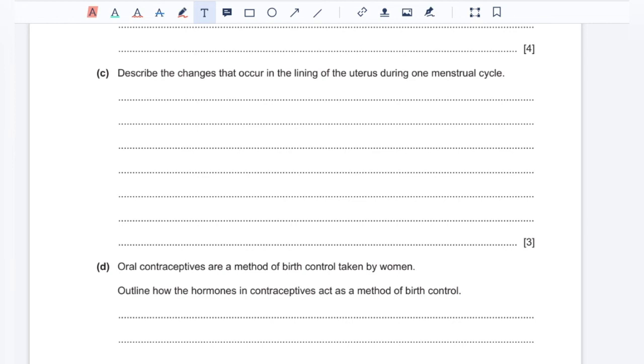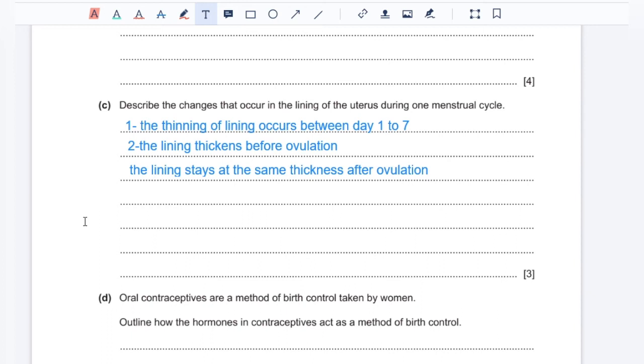Changes that occur in the lining of the uterus during one menstrual cycle. So during the first stage, the thinning of the lining occurs between days 1 to 7, which is the stage where the endometrium sheds off. And during the second stage, the lining of the uterus will thicken up before ovulation. So after 7 days, the lining thickens as FSH is being secreted, and FSH will stimulate the secretion of estrogen. And it's this estrogen which causes the lining of the uterus to thicken up.